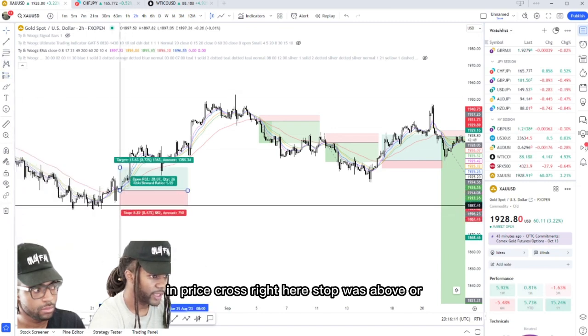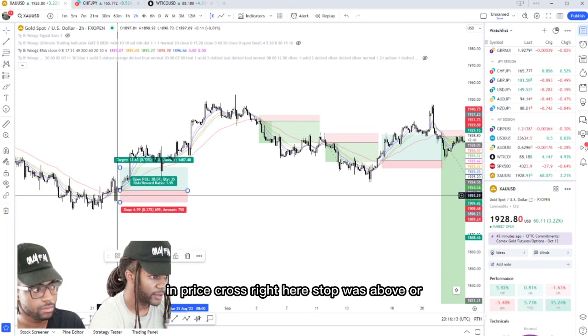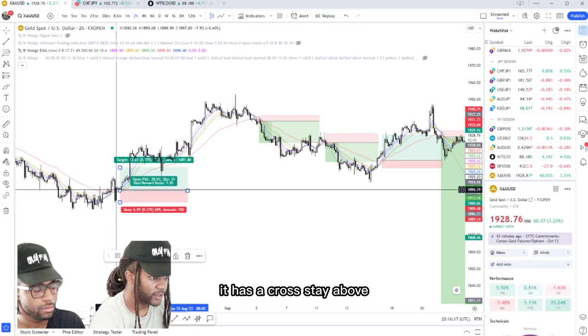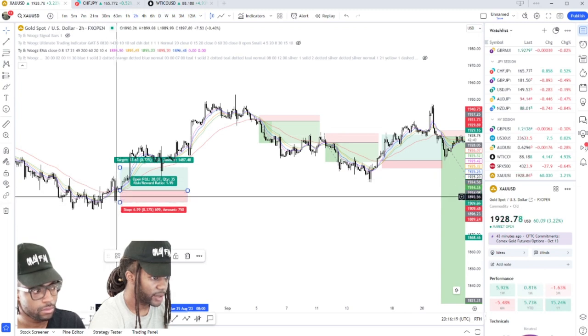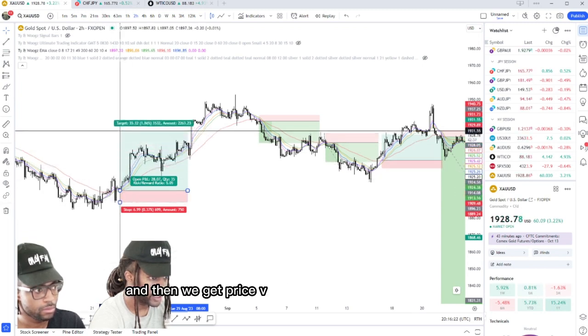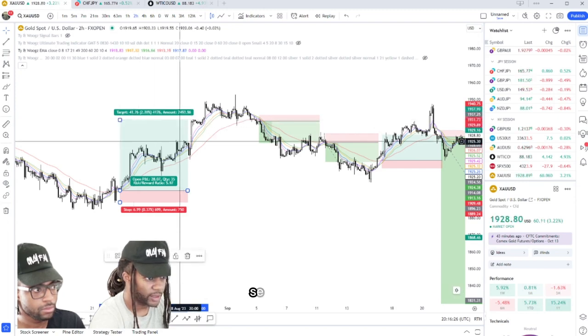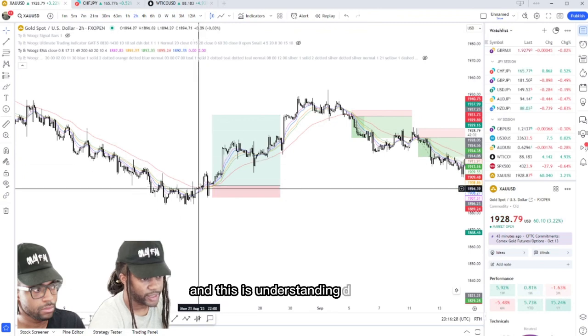Price crosses right here, stop loss above. Or I think this bar right here was the cross. No, it has a cross and stays above. It crosses, stays above, and then we get the price crossing back below right here. It's a 5-to-1 trade. And this is understanding the trend.